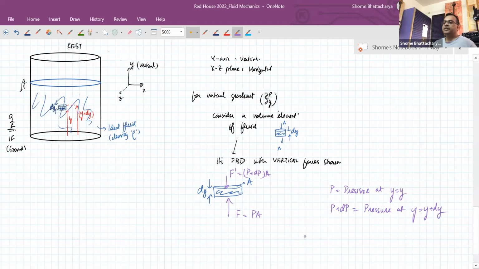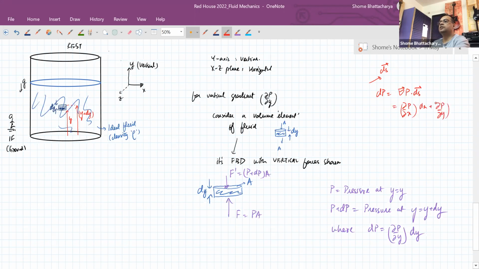Obviously that dP will be a negative quantity because we know that pressure decreases. We'll understand that this change in pressure dP is the vertical pressure gradient del P by del y into dy. Because in general, whenever we go through a displacement ds, the change in pressure dP should be equal to the gradient of pressure dot product with ds. So it should be equal to del P by del x into dx plus del P by del y into dy plus del P by del z into dz.